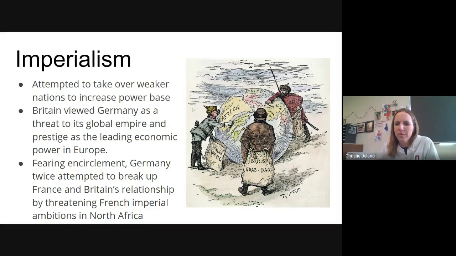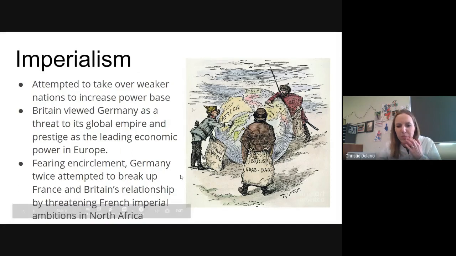And historically speaking, Britain was the great imperial power. However, as we move into the 20th century, Britain is being rivaled by Germany. And Britain feels as though Germany's increase in their desire for expansion is threatening Britain's economic power as the leading economic power in Europe. So that insecurity is really important.